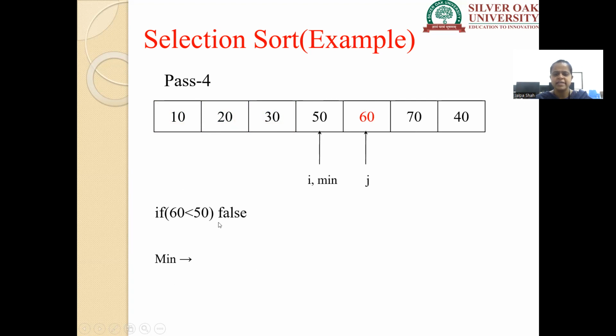So if 60 is less than 50, false. So minimum will remain on index 3 only. Again, it will check 70 is less than 50, false. So minimum will remain on index 3 only. Now check if 40 is less than 50, yes, condition becomes true. So minimum will be assigned to j. So minimum will be changed to index 6.